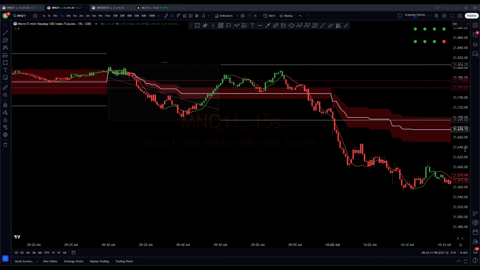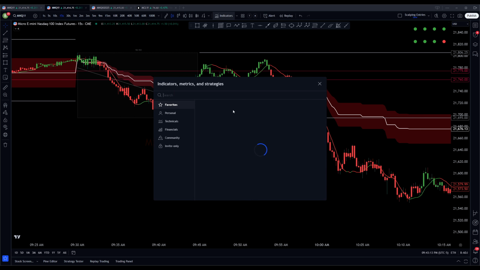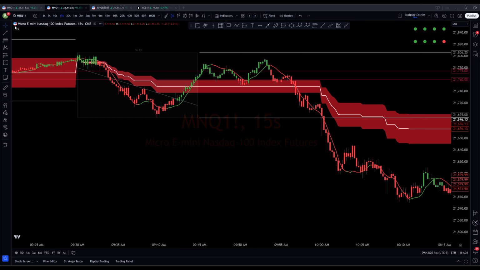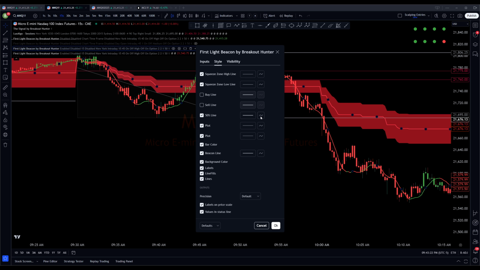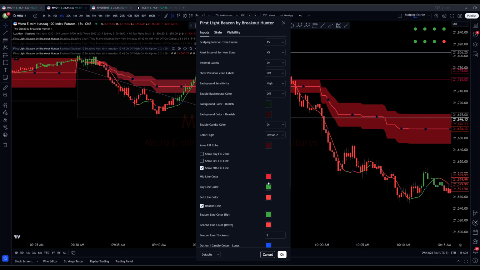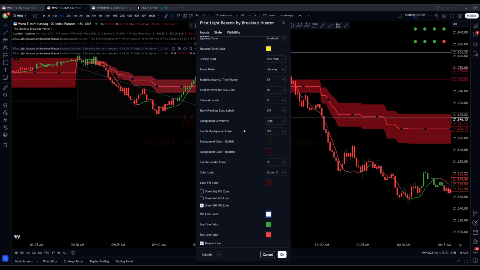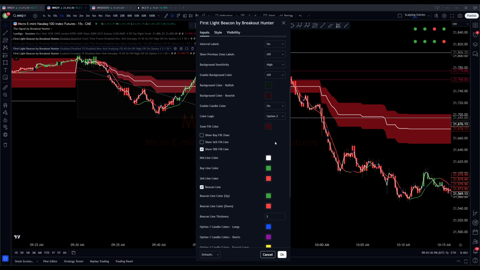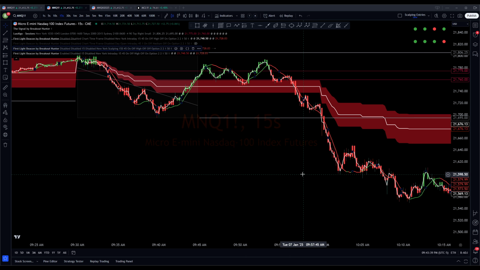Now, what I'm going to do is add 2 more First Light Beacons to my screen. And I'm going to change the settings to be non-filled, just midline. This one is going to be white. I'm going to go to scalping mode, and I'm going to put this on 15 seconds. I don't want any of this other stuff turned on. I don't care about any of that. So there we go.